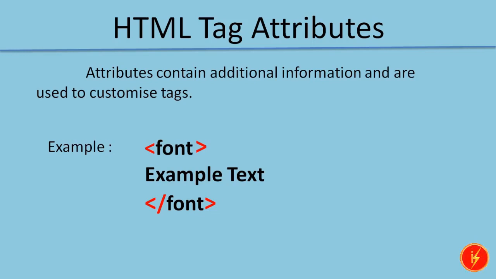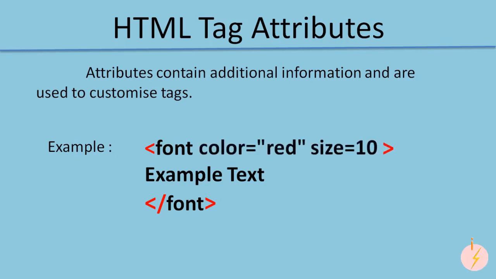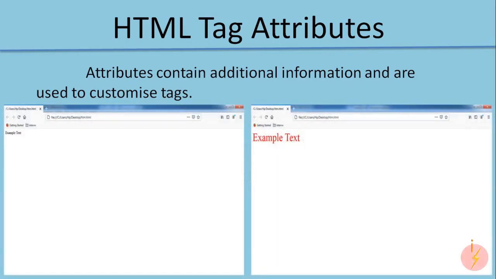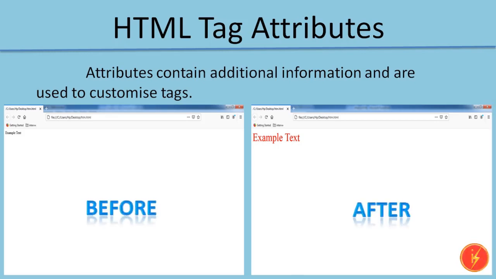Let me add some attributes to this font tag, color and size. Color is equal to red, size is equal to 10. For assigning values to attributes, the equals sign is used. After running this code with and without using attributes, the browser displays the text like this. On the left side, before using attributes; on the right side, after using attributes, the text looks like this.